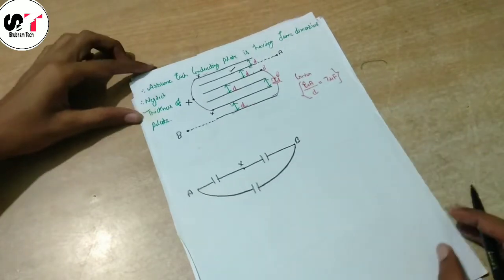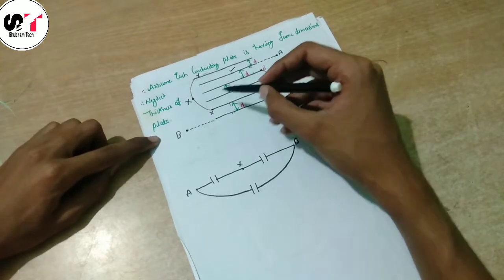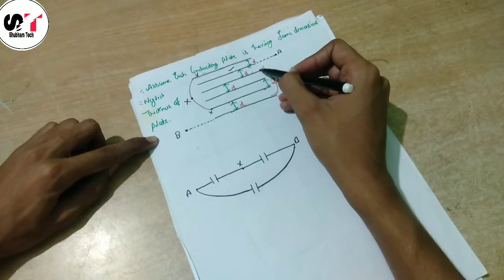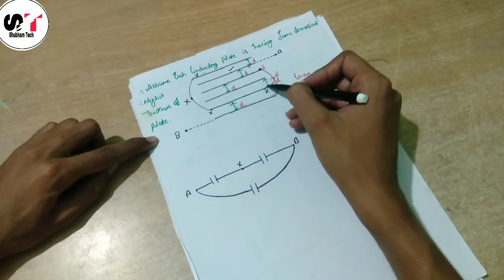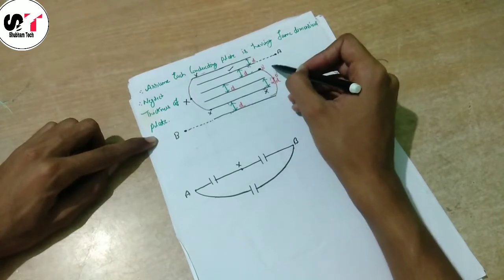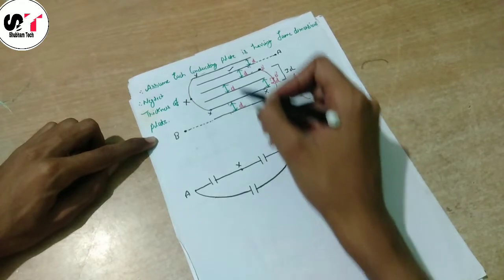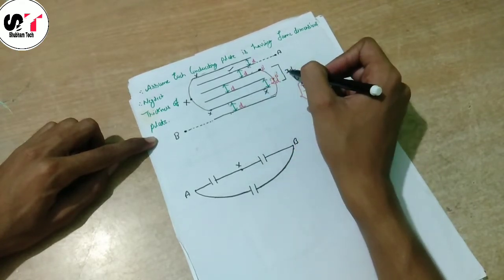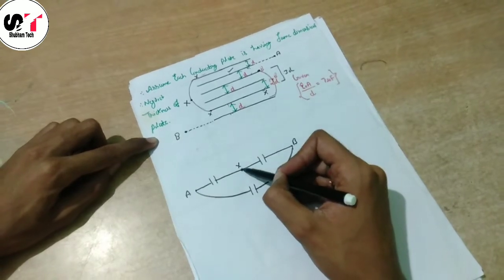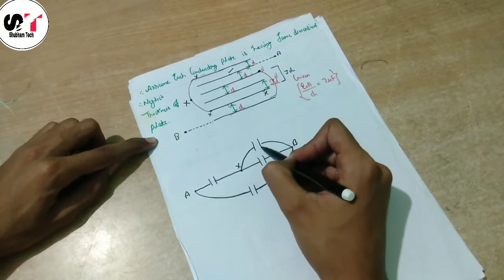Now if you see, X plate is here and V plate is here, total 2D and D means total 3D distance. One capacitor having distance 3D is formed between V and X points, like this.